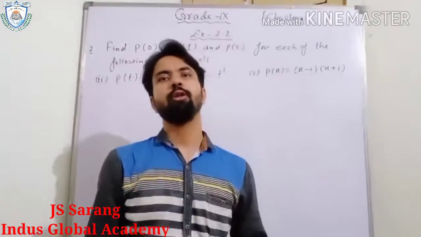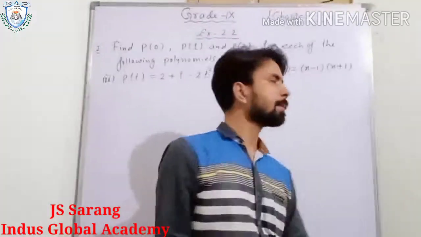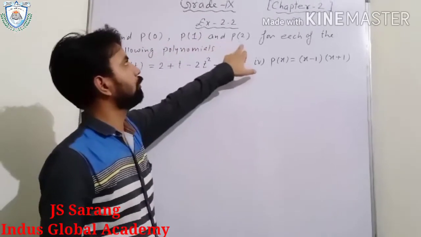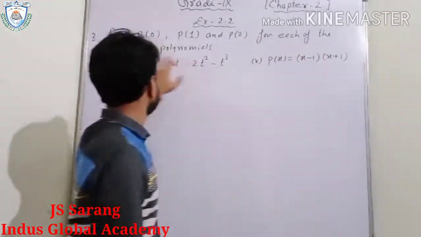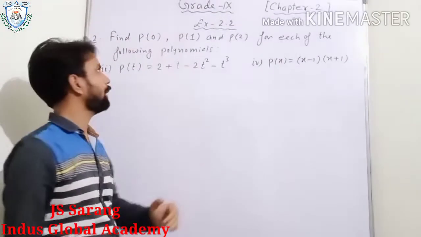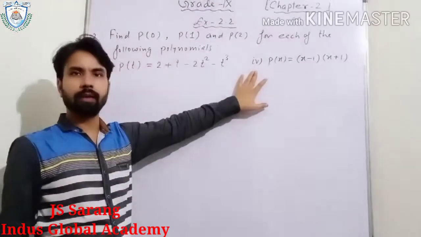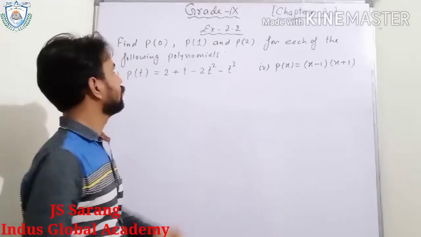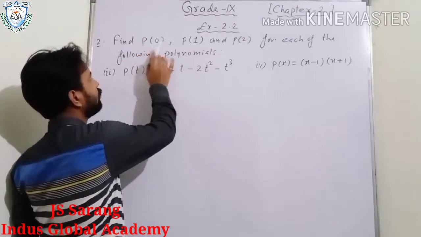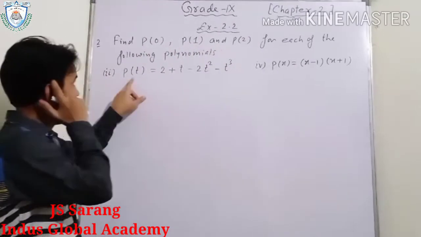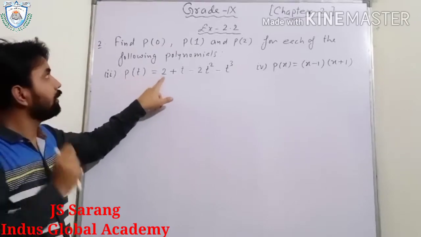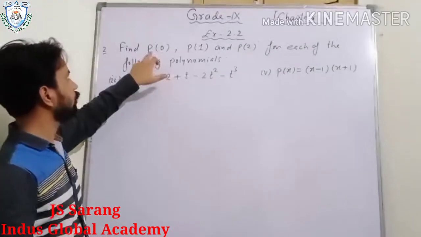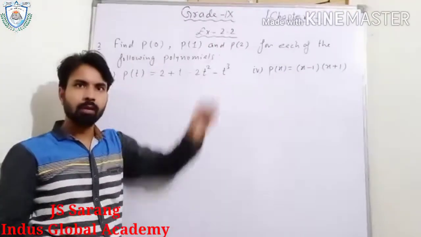Okay students, now I am going to explain you the second question of this exercise. The question is find p of 0, p of 1 and p of 2 for each of the following polynomials. So here I am explaining the second part and the fourth part. Clear? The remaining parts you will have to solve at home. Understood? So we have to find the value of p0, p1 and p2 if in second part, p of t is given 2 plus t minus 2t square minus t cube, and we have to find the value of p0, p1 and p2.